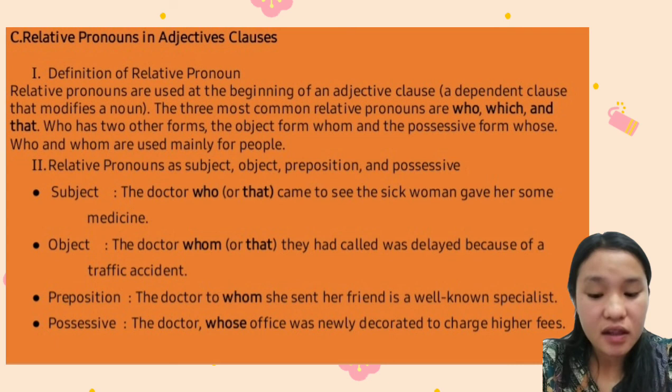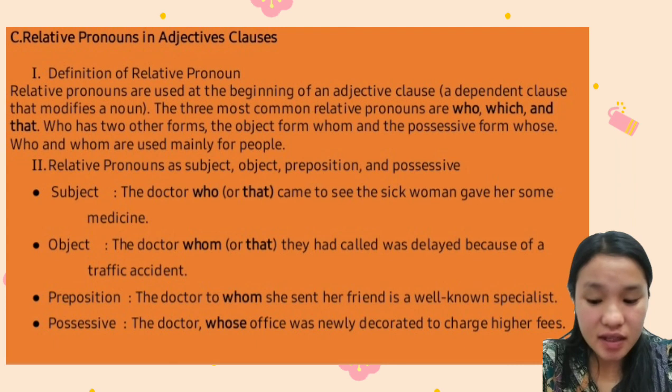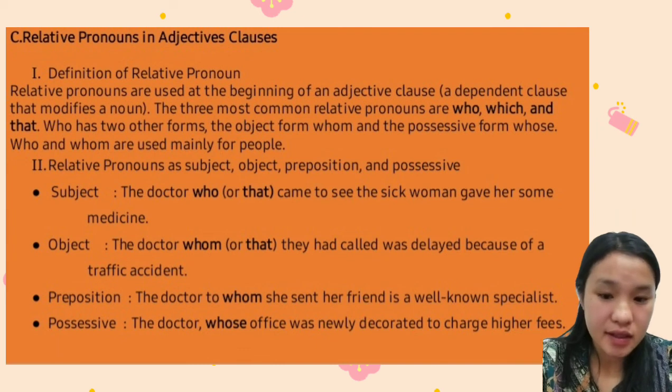Number 3. The tree under which he is standing is a very old one. The word which in the sentence is the object of a preposition. Number 4. The tree, the branches of which are almost bare now, is a very old one. The word which in the sentence is a relative pronoun as possessive. That's all, and thank you.